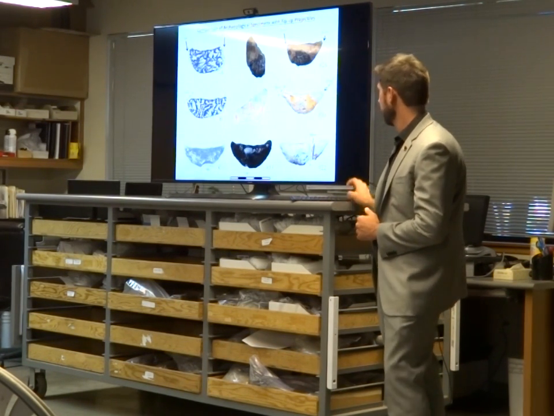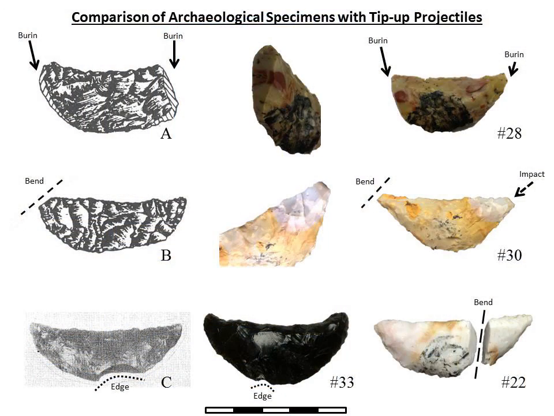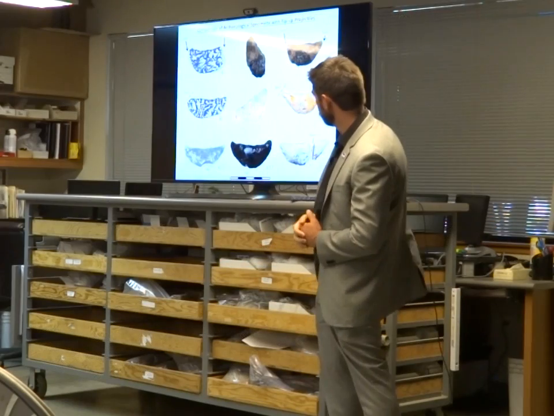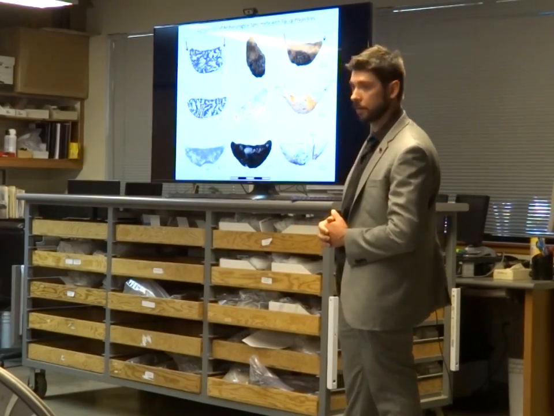Here's another example of some of the crescents used tip-up as projectiles. Note the small, large bending and burin fractures, and an edge bite out of one of them that very closely matches one of Tadlock's that he had in his sample. But if you look at the top one here, you'll note that burin fracture that removed a wing and runs down the convex margin is almost identical to the burin fracture seen on that archaeological specimen.